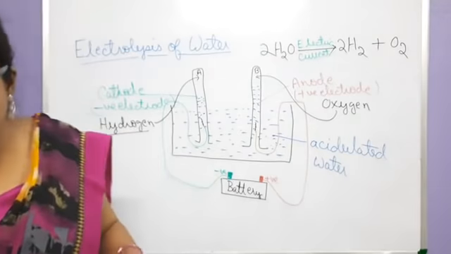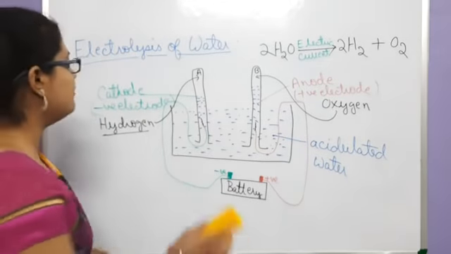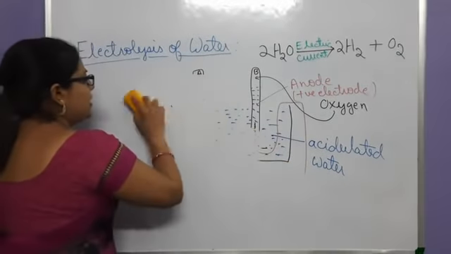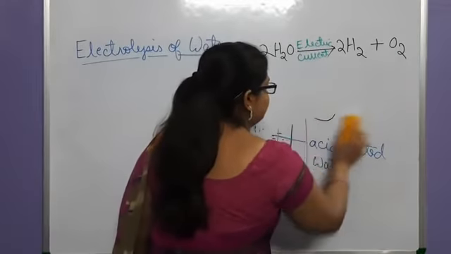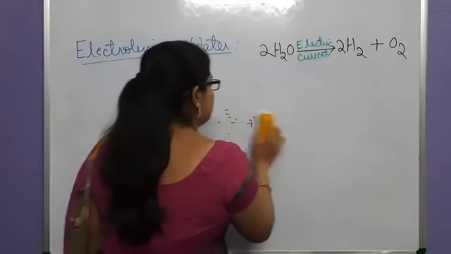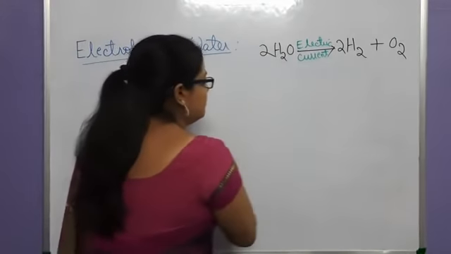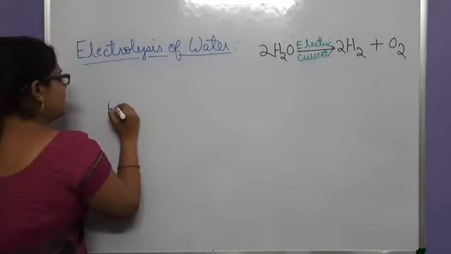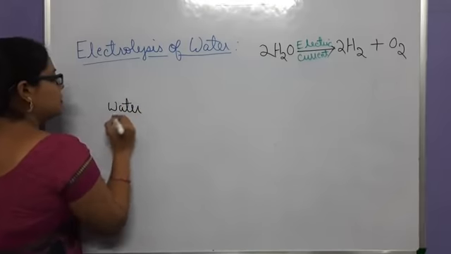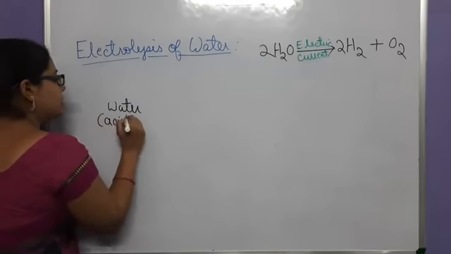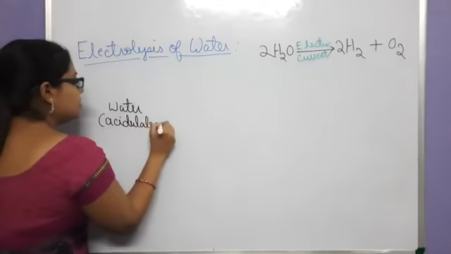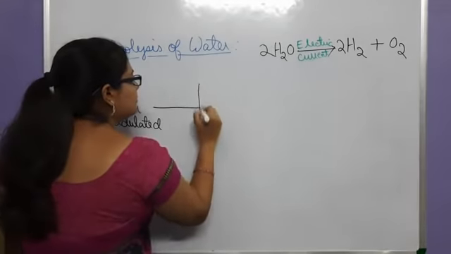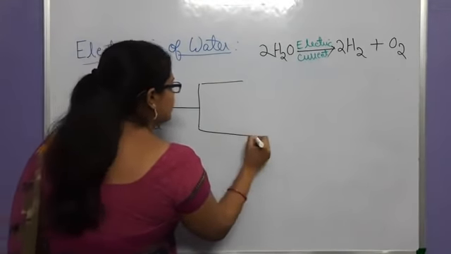Okay, in order to understand it better, I would like to write it in a short way. It is discussed in your book. In order to remember the electrolysis of water process, how can it be represented? Water is taken, which is acidulated. When electricity passes, what will happen? Electrolysis is carried out.